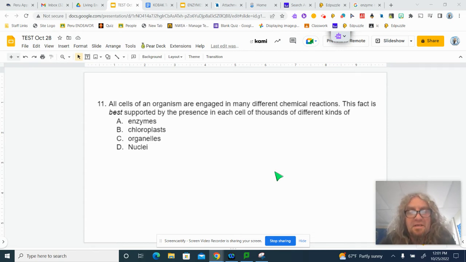Question 11. All cells of an organism are engaged in many different chemical reactions. This fact is best supported by the presence in each cell of thousands of different kinds of blank. A, enzymes, B, chloroplasts, C, organelles, or D, nuclei.